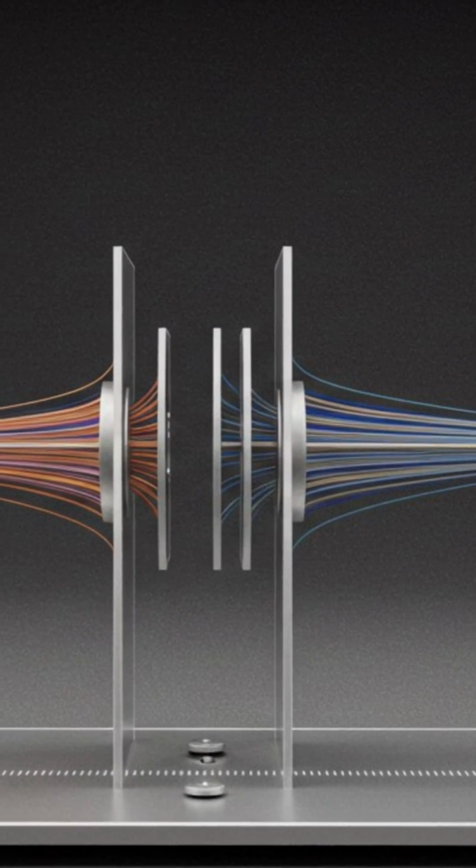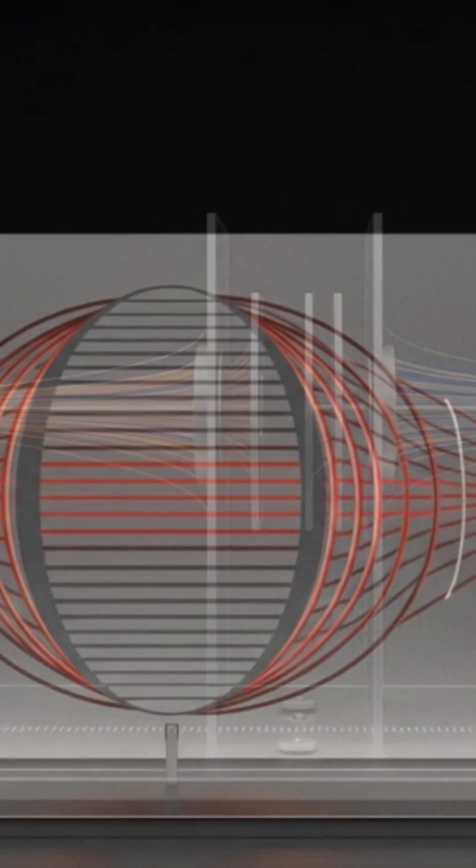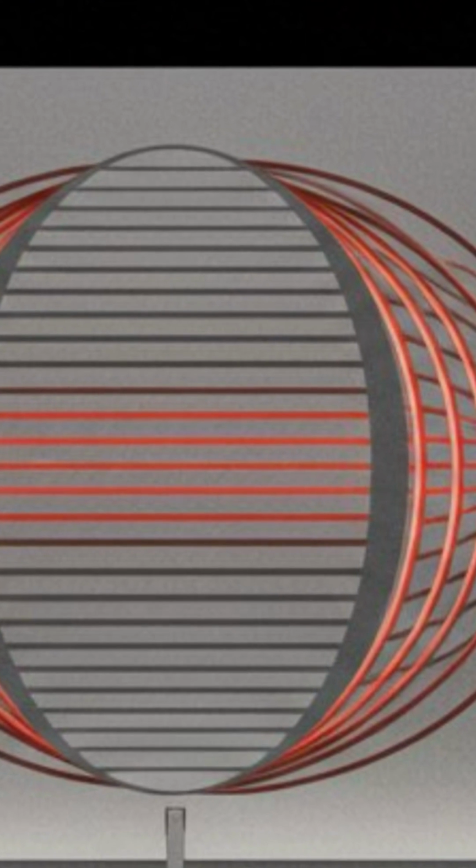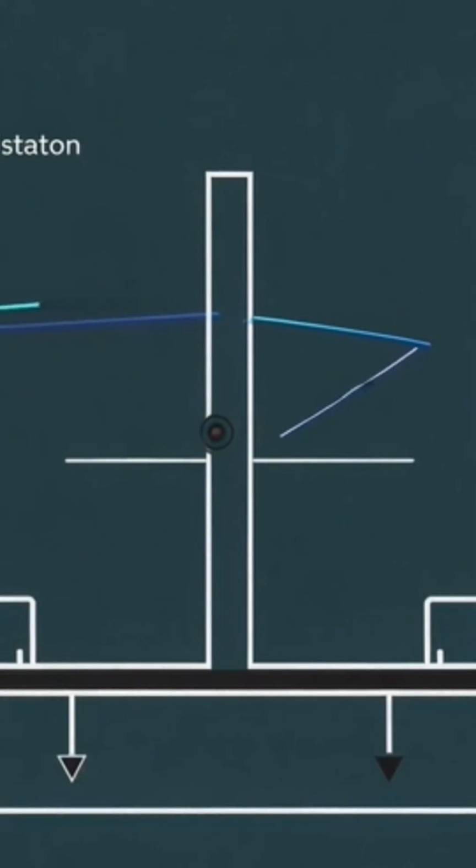through both slits simultaneously. Or remove the screen and place detectors at each slit. If they do, the detectors will register a photon at either one slit or the other, revealing its path and indicating that it behaved like a particle.